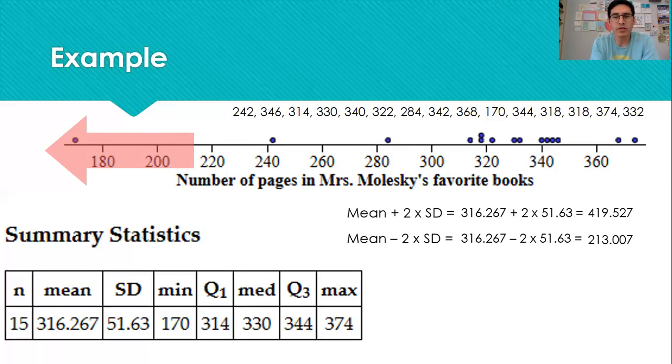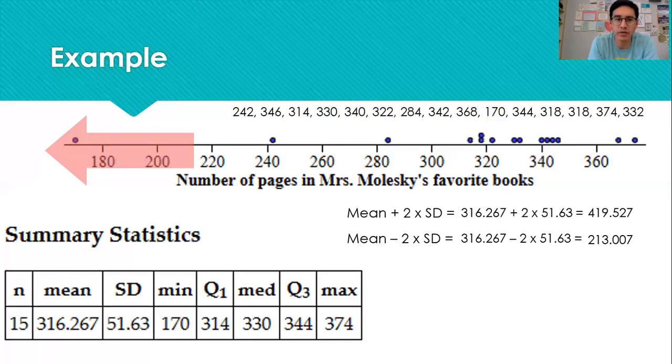Okay. So the two methods give different results. This one is a little bit more conservative, I guess. It doesn't identify as many outliers. Where the other method is more aggressive, right? The IQR method seems to identify more outliers.